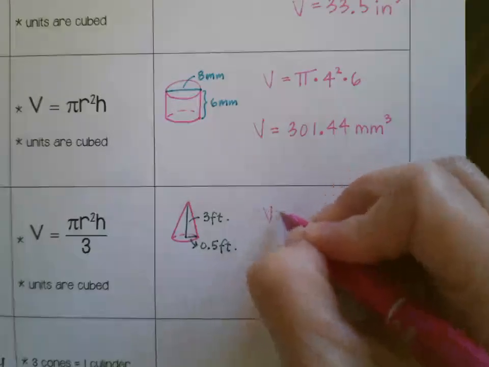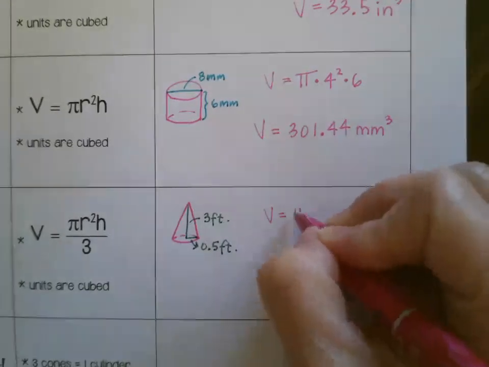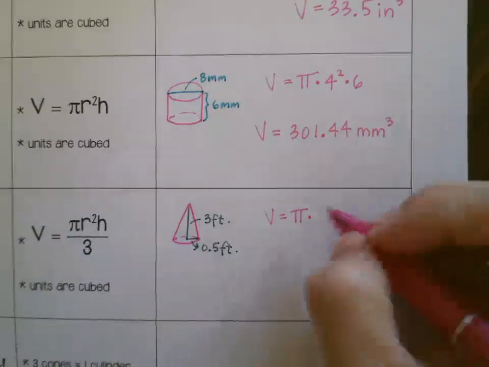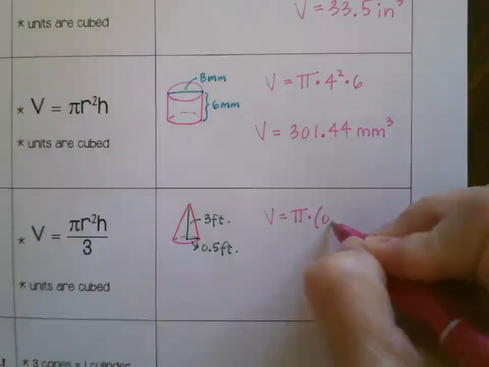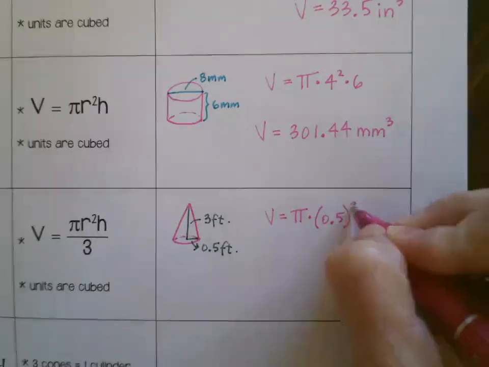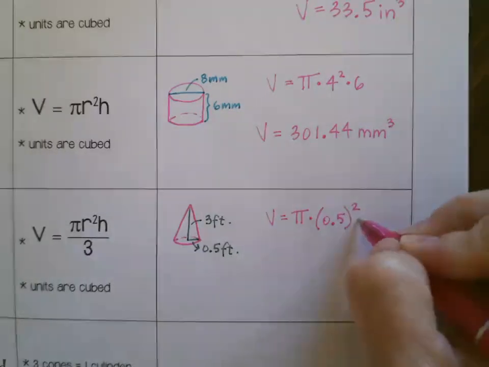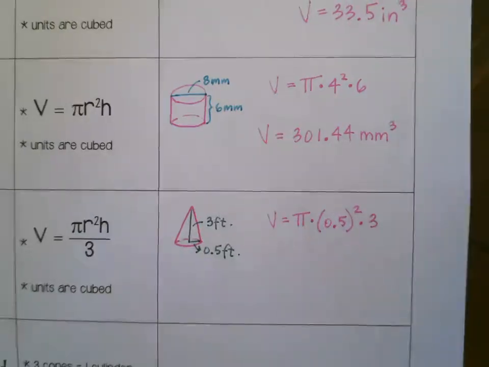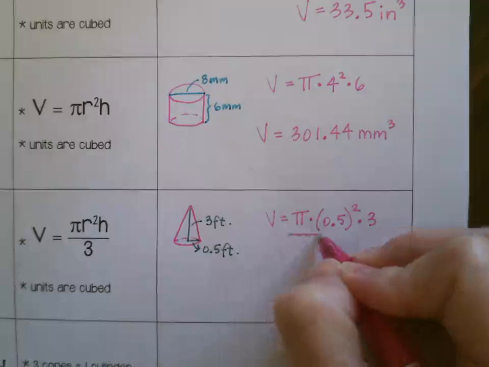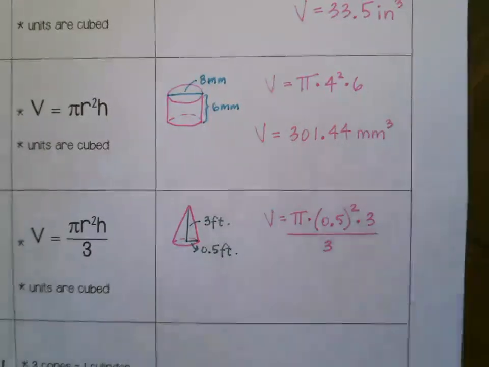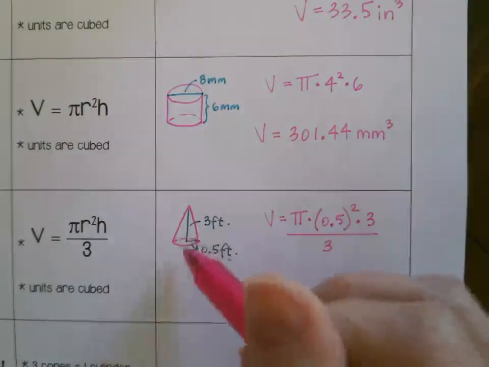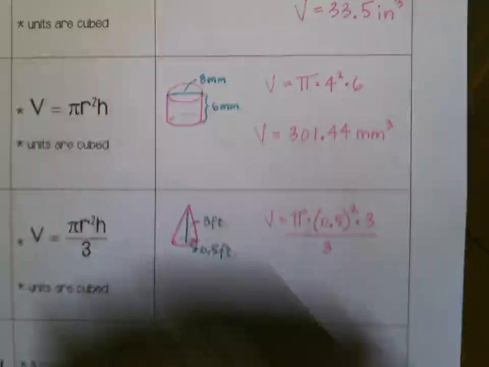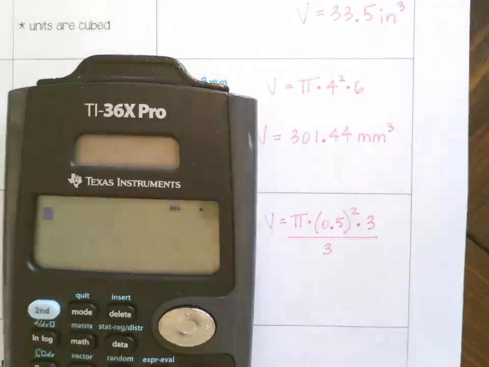So here we go. The volume is pi times the radius, which is 0.5 squared. I'm going to put that in parentheses so I don't lose track of my decimal, times the height of the cone, which is 3. And then a cone is divided by 3 as well. That's because 3 cones can fit in a cylinder. All right, so I'm going to grab my calculator, clear my last one off.